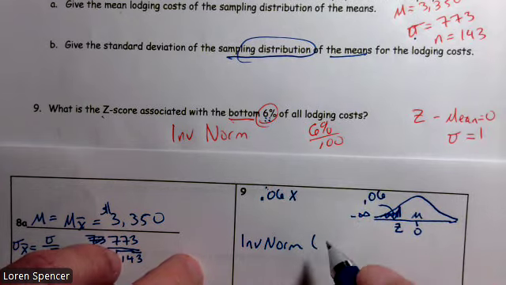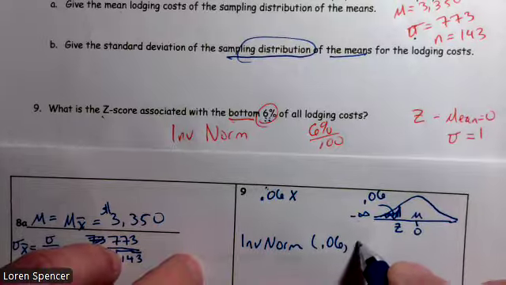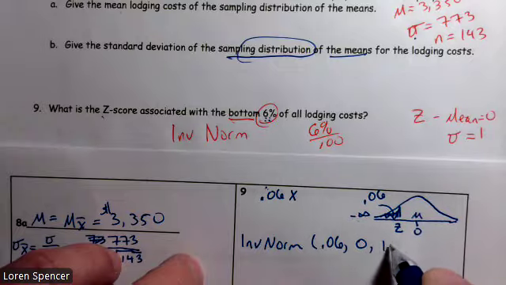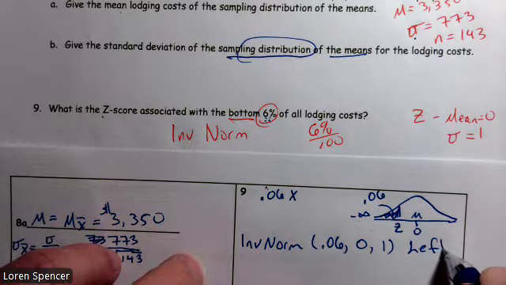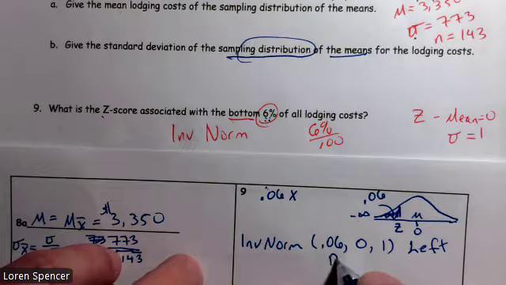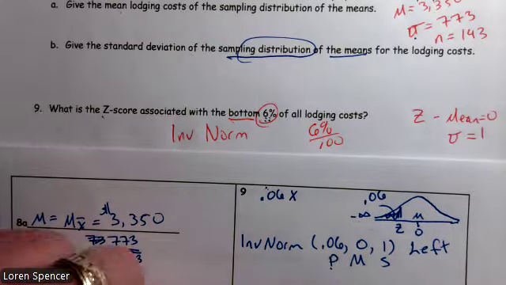The first thing it's going to ask for is our area, which is 0.06. Then it's going to ask for our mean, which is 0, then our standard deviation, which is 1. And we shaded from the left. So this is my percent, my mean, my standard deviation.